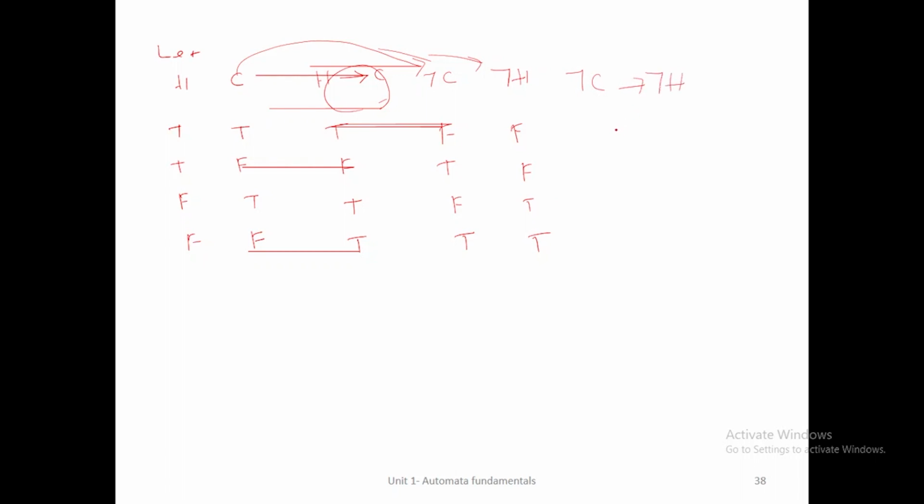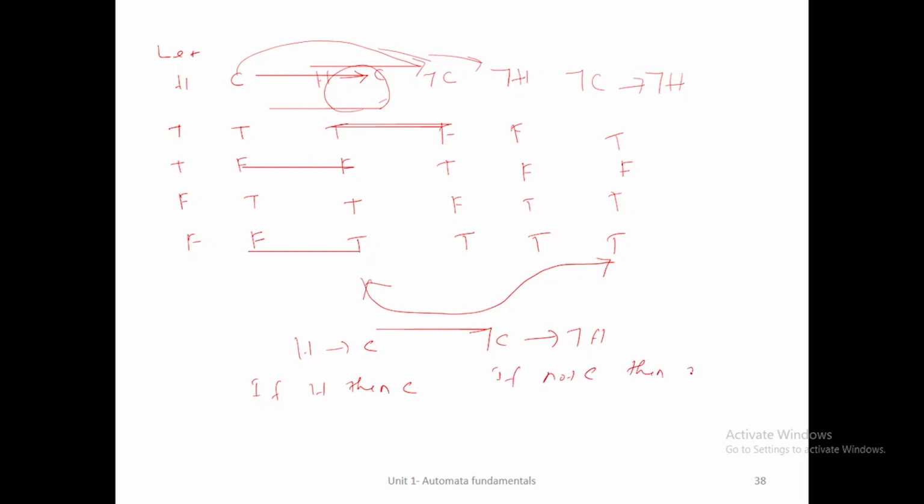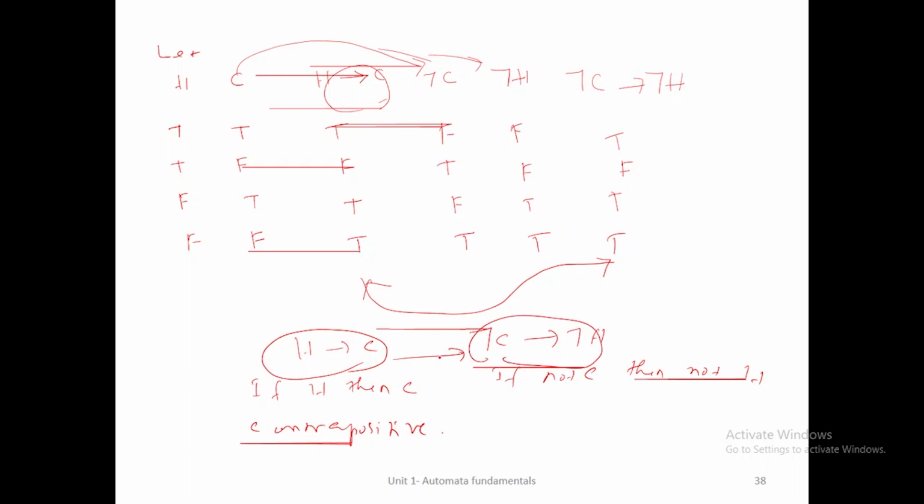So if a true-false combination is there, the answer is false. Otherwise, the answer is true. You see the answer of H implies C and negation C implies negation H are the same. H implies C is the if H then C format. Negation C implies negation H means if not C then not H. So hence it is proved for the contrapositive statement. That is, H implies C's equivalent statement is this one. This is called the contrapositive statement.